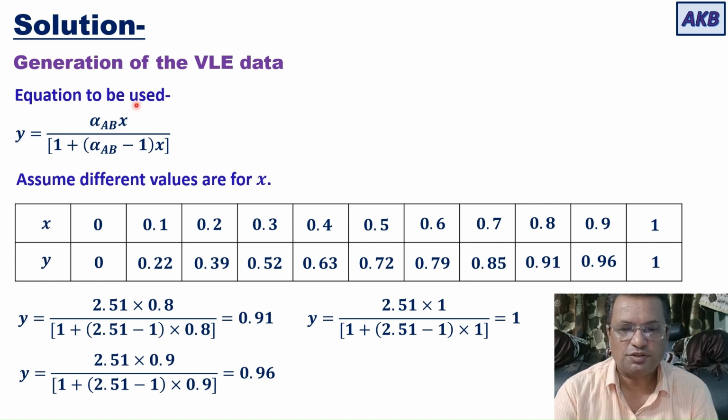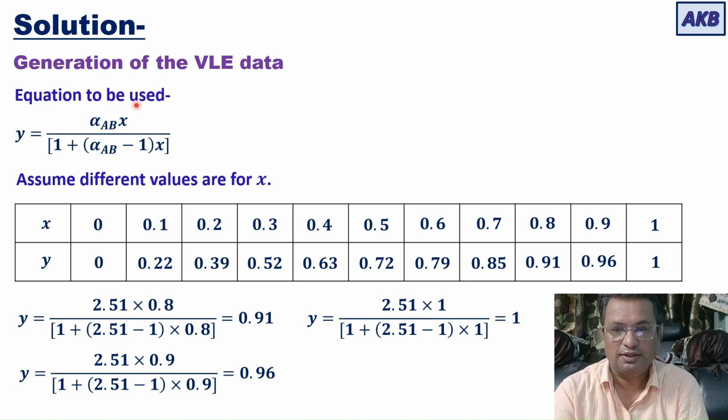Okay. So in this way, we assumed a few values of x between 0 and 1, and we calculated the remaining values. We calculated the values of y by using this equation. This is how the equilibrium data, that is VLE data, is to be generated. Vapor liquid equilibrium data is to be generated.